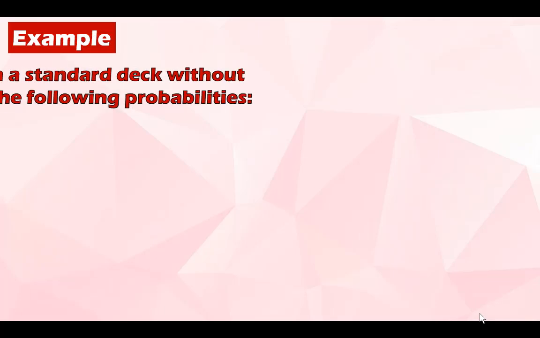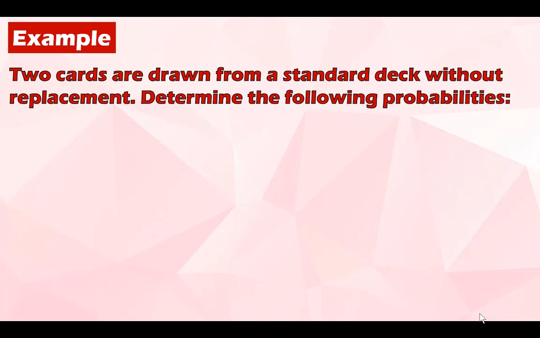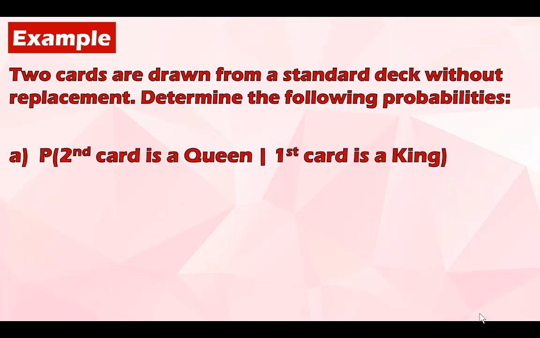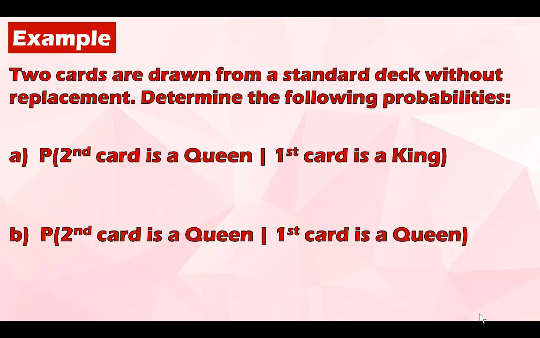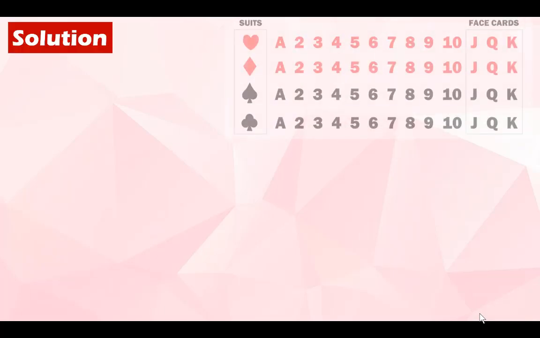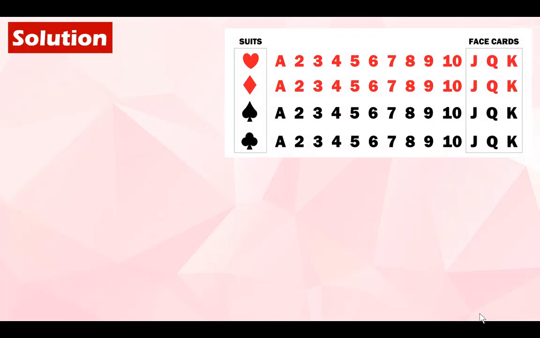So an example. 2 cards are drawn from a standard deck without replacement. Determine the following probabilities. First, what's the probability that the second card is a queen given that the first card is a king? And second, what is the probability that the second card is a queen given the fact that the first card chosen was a queen?